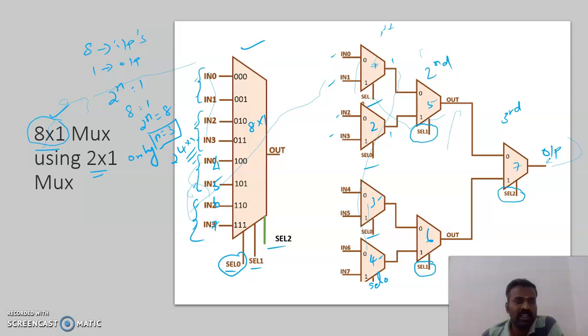So for this 8x1 mux using 2x1 mux design, we need 7 2x1 multiplexers. Don't simply calculate 8x1 divided by 2x1, which would give only 4 multiplexers. If you calculate that way, it is wrong. We are going to use only 2x1 multiplexers, so each multiplexer output is given as an input to the next stage of multiplexer, and finally we take the output from the last multiplexer. Each multiplexer output goes to the input of the next higher order multiplexer.